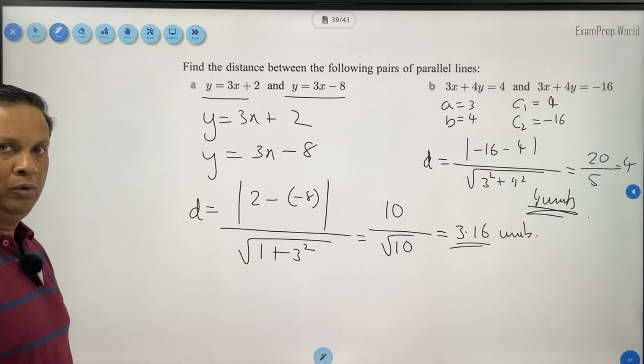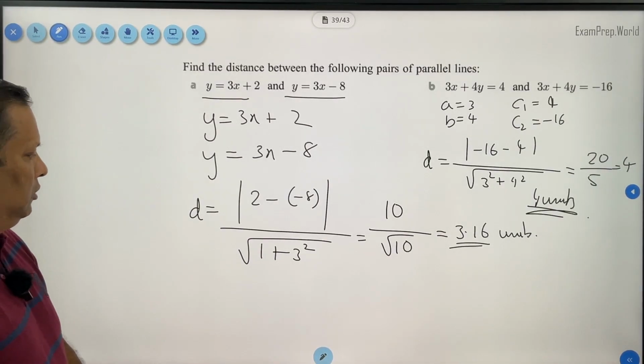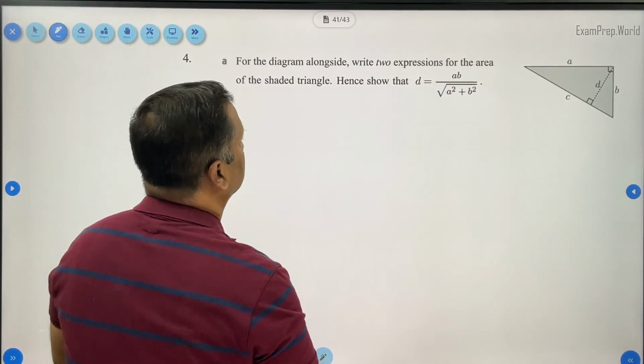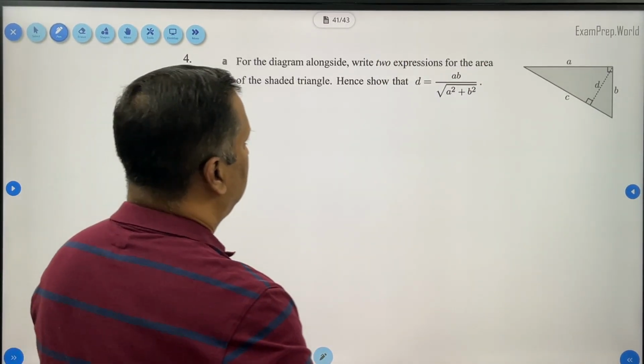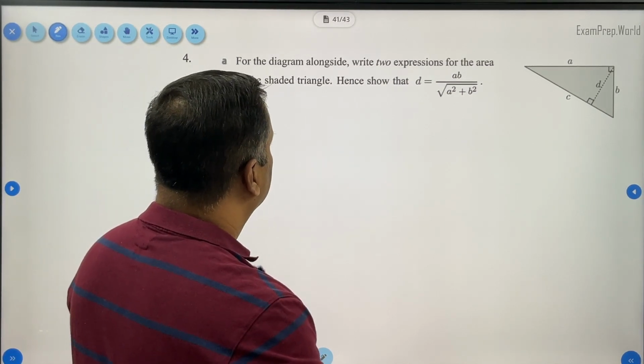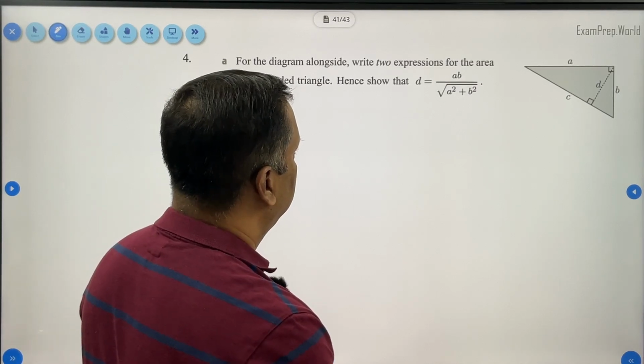Pause the video and note it. So we'll go back and do the next set of questions. Okay, done. So we move to the next question here. This question we can directly do using our geometric knowledge.